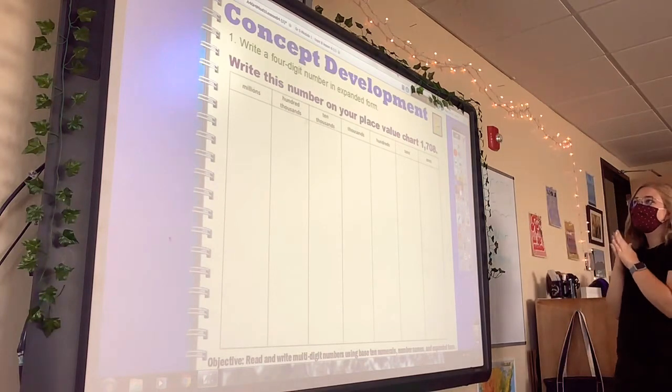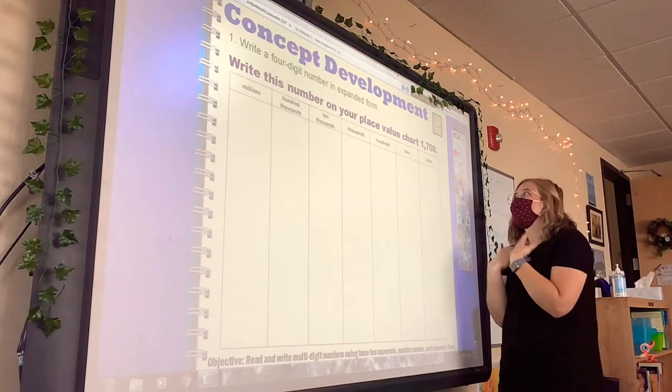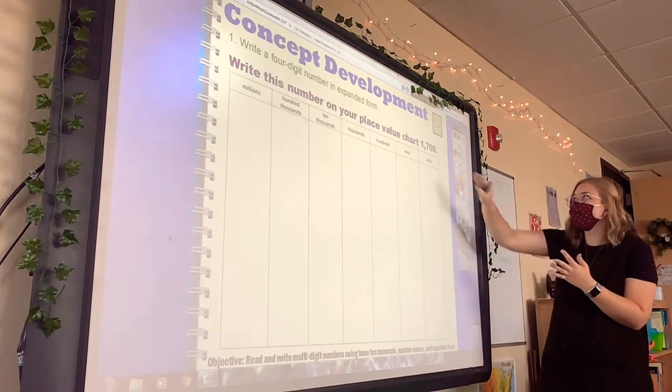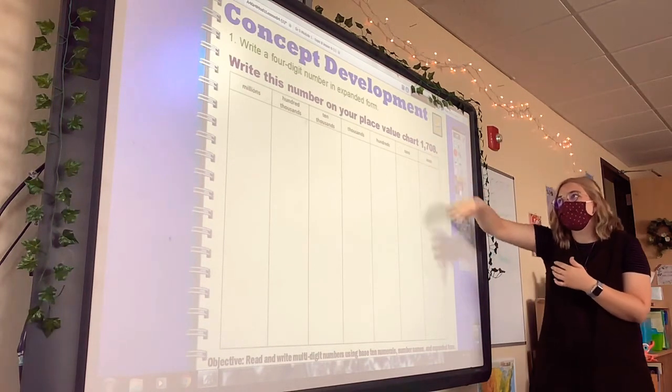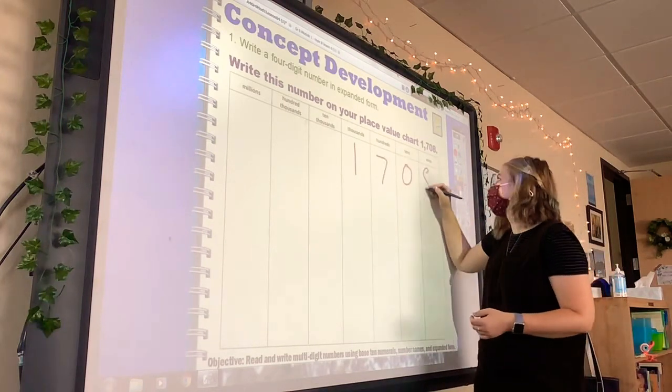So, it says, write a 4-digit number in expanded form. So, I'm going to write this number in my place value chart. So, I see the number 1,708. So, I have 1,708. Okay?